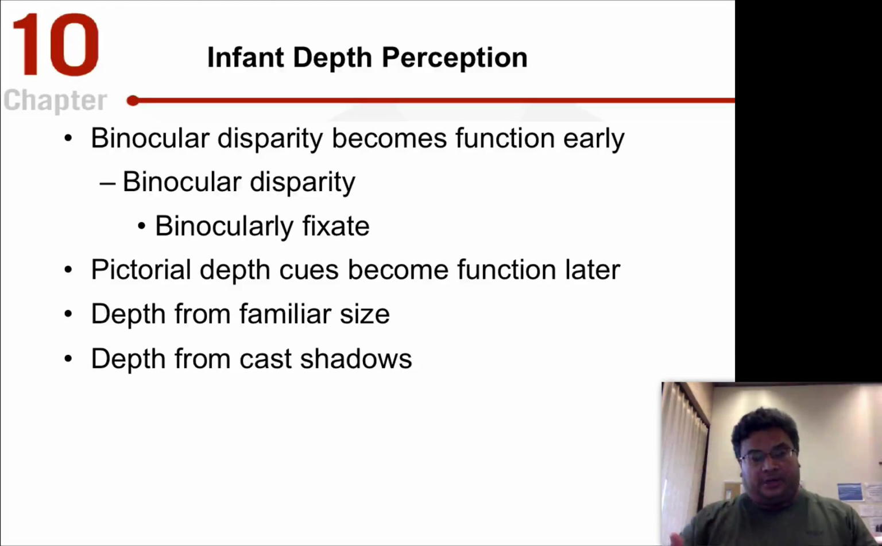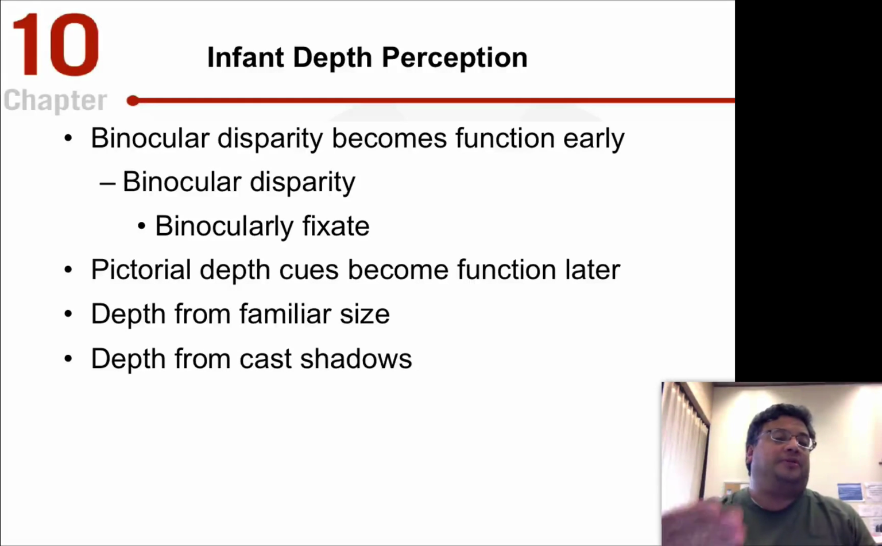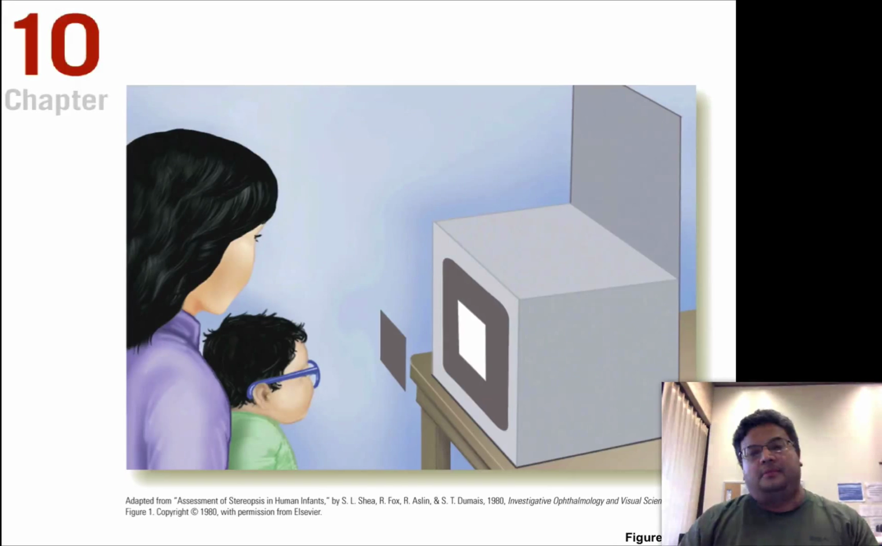Then later on, they start developing the ability to perceive depth in picture cues. And then, of course, as they grow and develop, they start to learn to develop depth from sizes of things, and also depth from shadows. Babies later on in development can use shadows to tell how far things are.